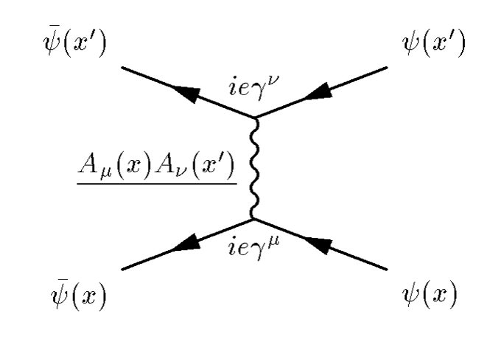the contraction of A_μ(x) A_ν(x') equals ∫ d⁴k/(2π)⁴ (-i g_μν)/(k² + i0) e^(-ik(x-x')), which is the electromagnetic contraction, the photon propagator in the Feynman gauge.